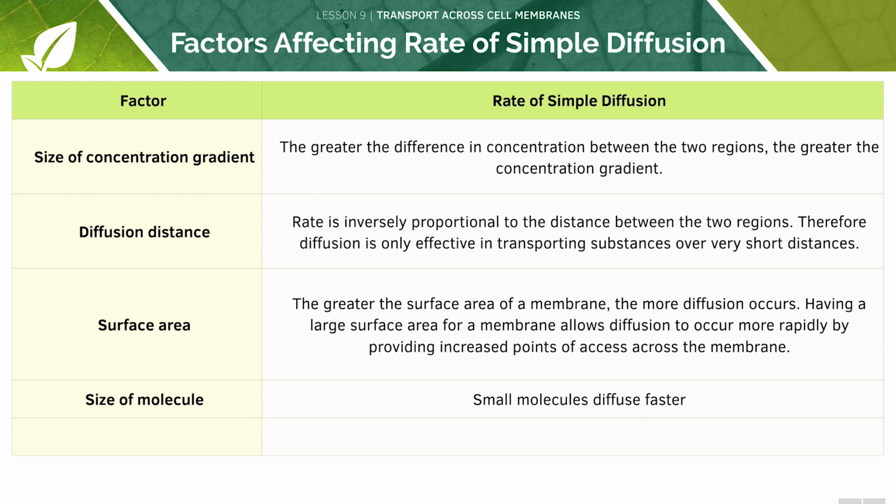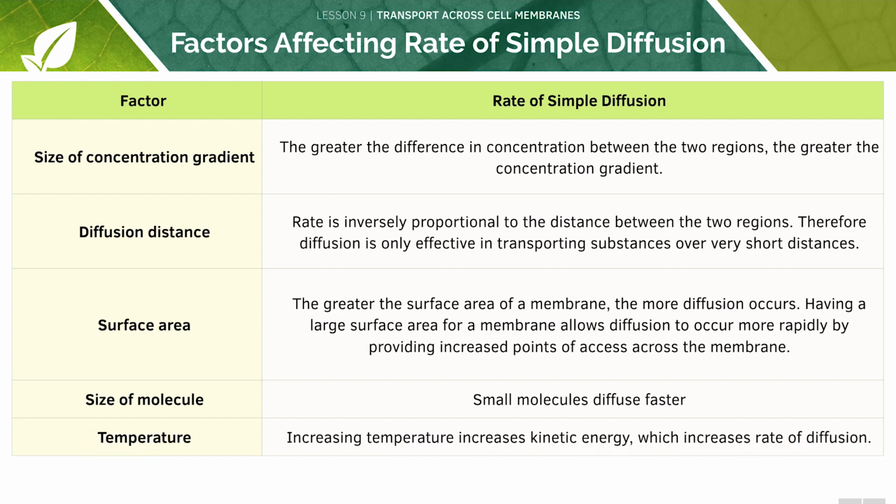Next, we'll be looking at temperature. We know that the higher the temperature, the more kinetic energy the particles have, meaning that the diffusion rate is going to be quicker. Finally, we will consider stirring. This applies to experiments, but will increase the diffusion.